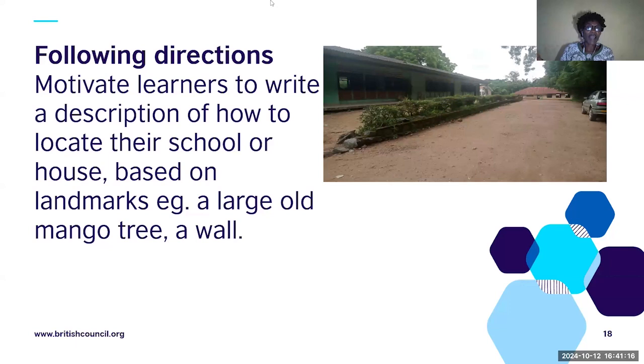So they can use landmarks like a large old mango tree, a stone wall very close to my school. I have a refilling station right beside my school. Teach them to use landmarks to make descriptions about their school or about their home. So the students can work together in groups to describe the school. They can work together in pairs to describe their houses in the classroom. So this motivation will actually help our students to be able to write better and become better writers, and they'll be able to describe more when they need to do that.